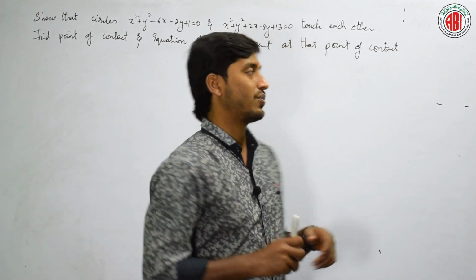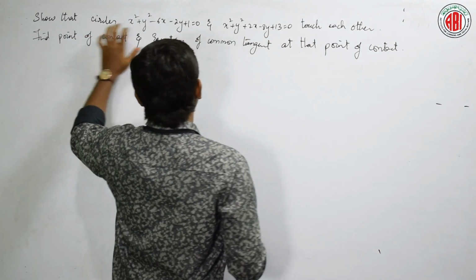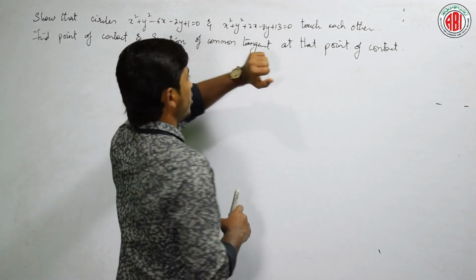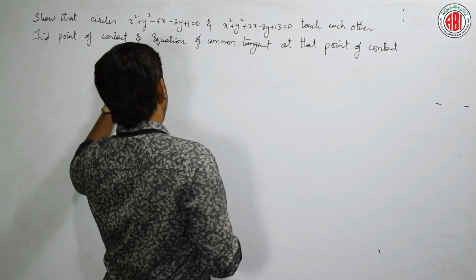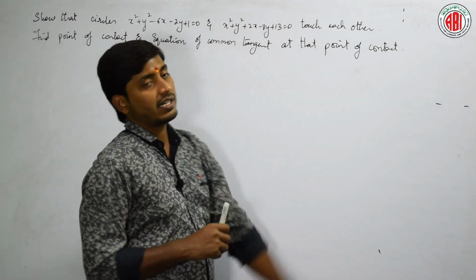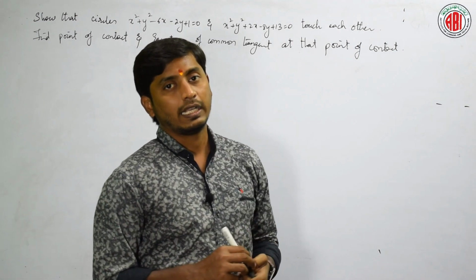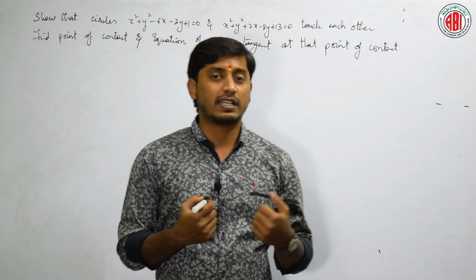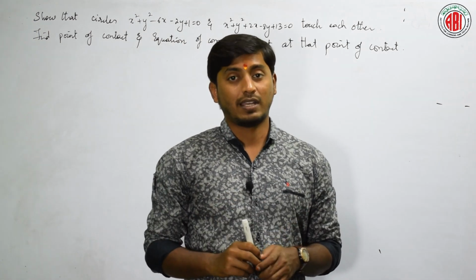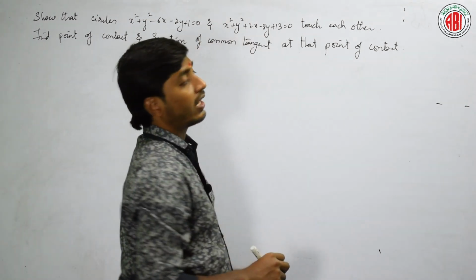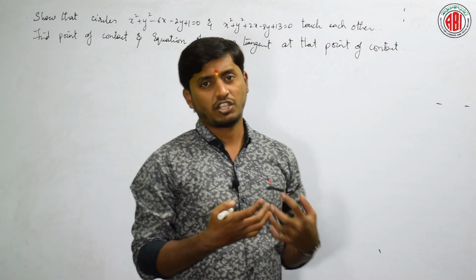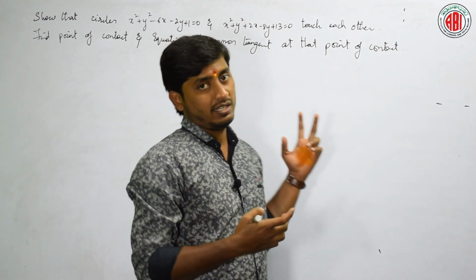See here, the first question given to us: show that this circle and this circle touch each other, okay. And next he is also asking us to find the point of contact and the equation of common tangent at the point of contact. Clear? How do we prove that both the circles touch each other? C1C2 is equal to R1 plus R2, isn't it? So first let us find the centers and radii of both the circles and check whether the two circles are touching each other or not.